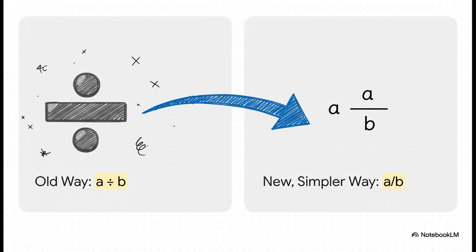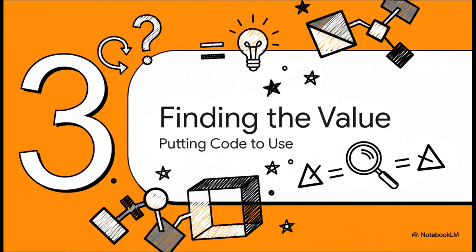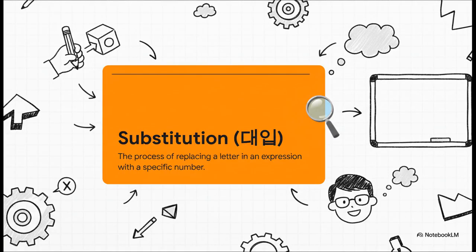All right, we've learned the why and the how of writing with letters, but what's the whole point? The point is to actually solve things and get a final number as an answer. So now we're going to see how to find the value of these expressions. It's time to put our new math code to use. To do this, we use a special action, and it has a special name. The word is substitution. Now that might sound like a big fancy word, but all it means is to put in place of, or to replace.